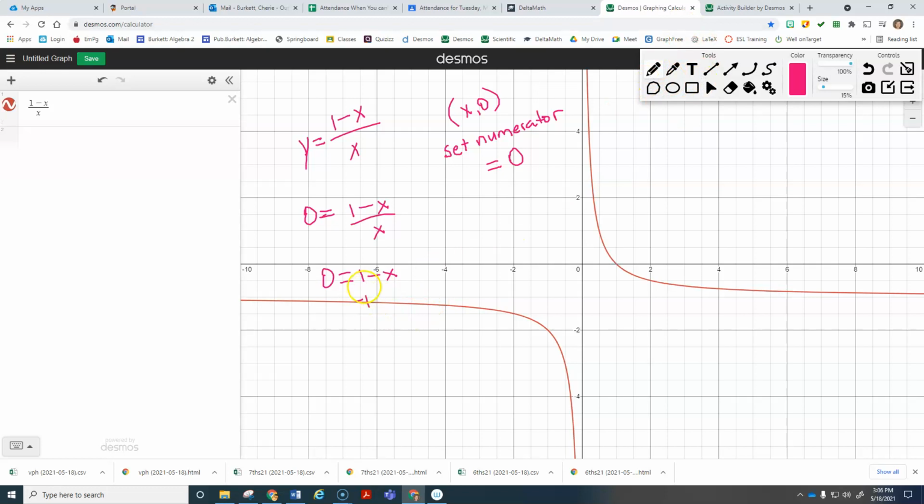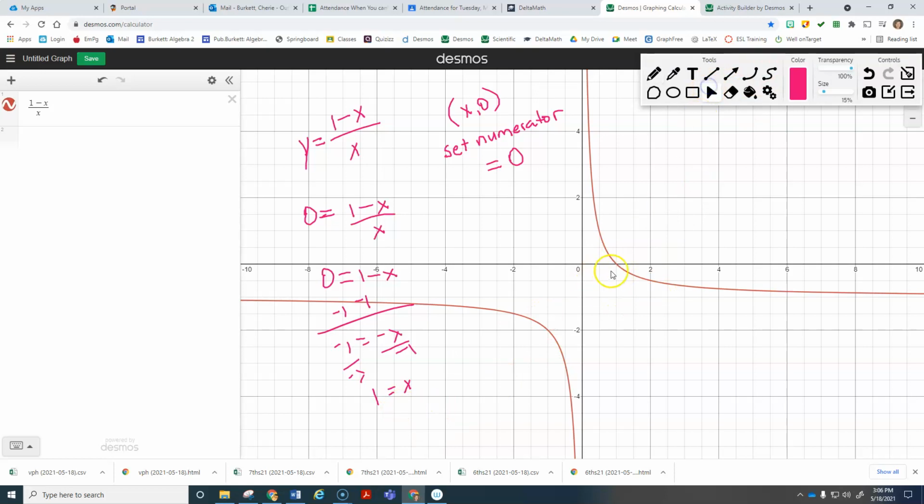You would subtract 1 from both sides, and you'd have -1 is equal to negative x. Divide both sides by -1, and you would end up algebraically with the x-intercept is at 1, just like we saw when we traced this. The x-intercept is at 1.